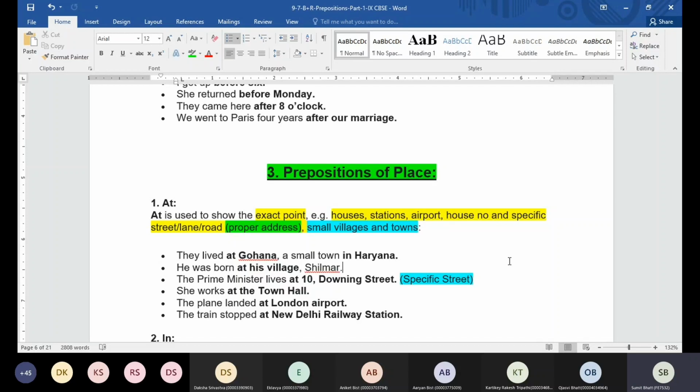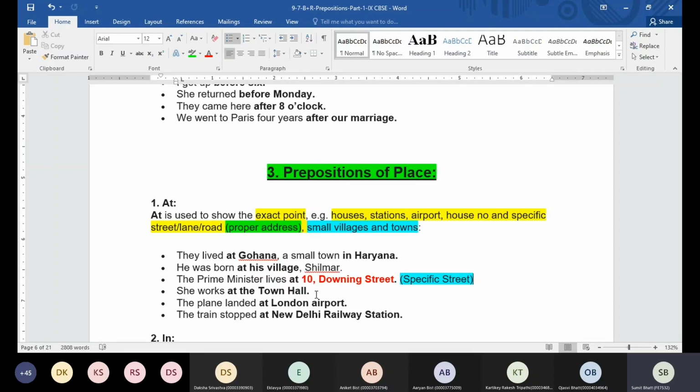The Prime Minister lives at 10 Downing Street. When I say 10 Downing Street, we have a specific street here. The name of the street is given and a road is given, so we are going to use the word at. She works at the town hall. When I say at the town hall, we are referring to one particular building where the person works.